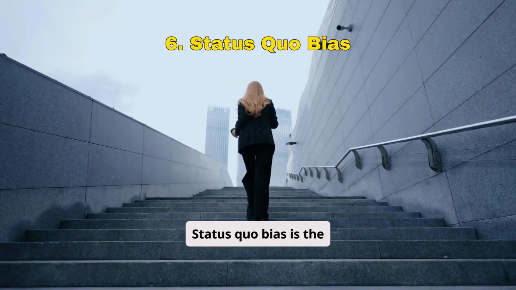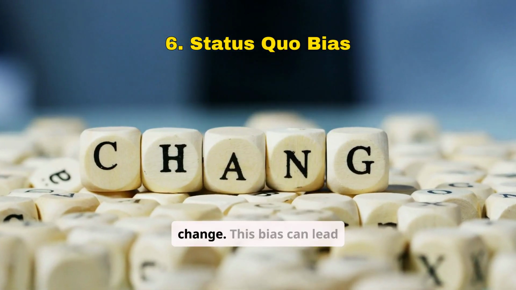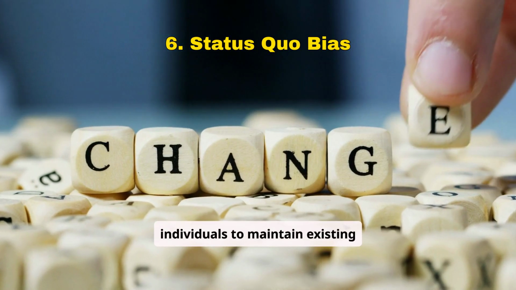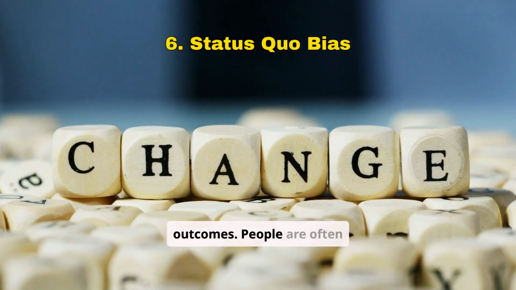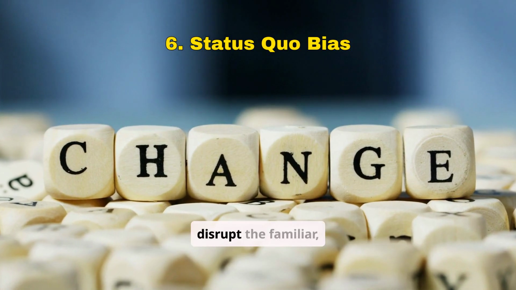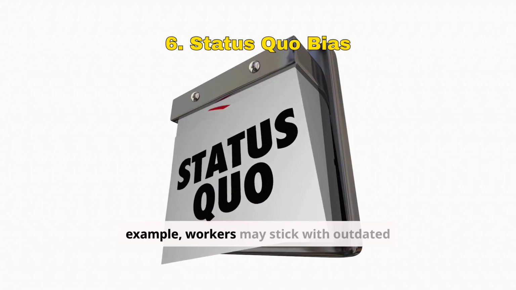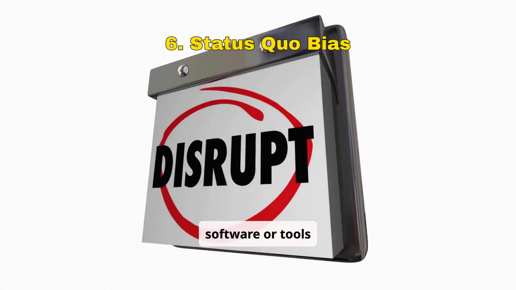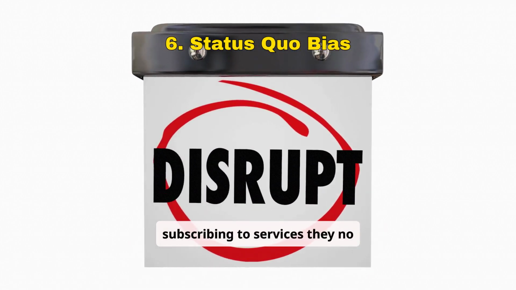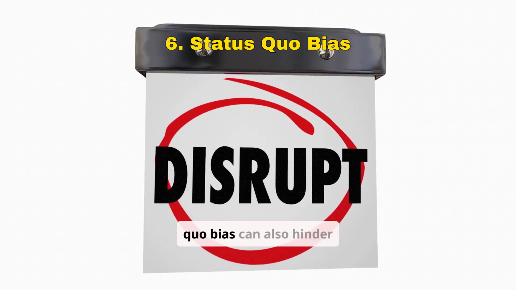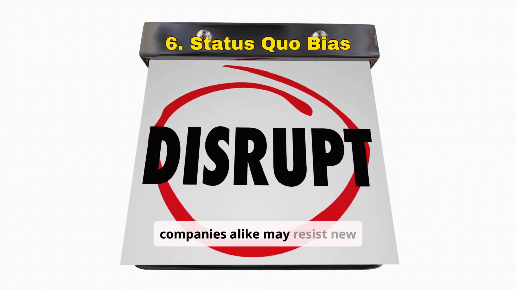Status quo bias is the tendency to prefer the current state of affairs and resist change. This bias can lead individuals to maintain existing behaviors, even when alternatives may offer better outcomes. People are often reluctant to make decisions that could disrupt the familiar, even if change could be advantageous. For example, workers may stick with outdated software or tools simply because they are accustomed to them, or consumers may continue subscribing to services they no longer need. Status quo bias can also hinder organizational change and innovation, as employees and companies alike may resist new ideas.